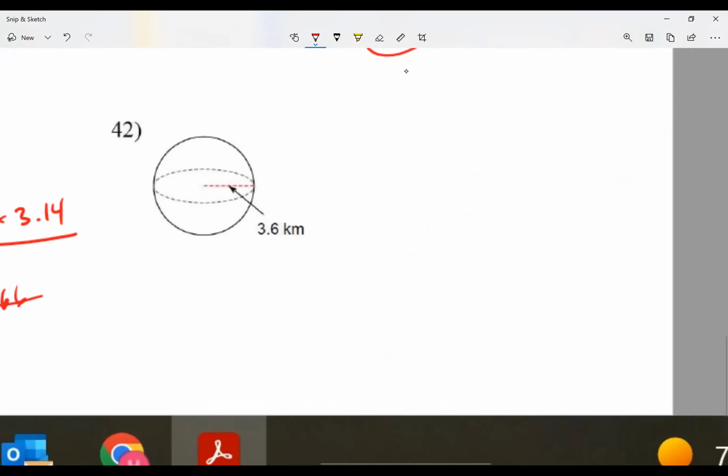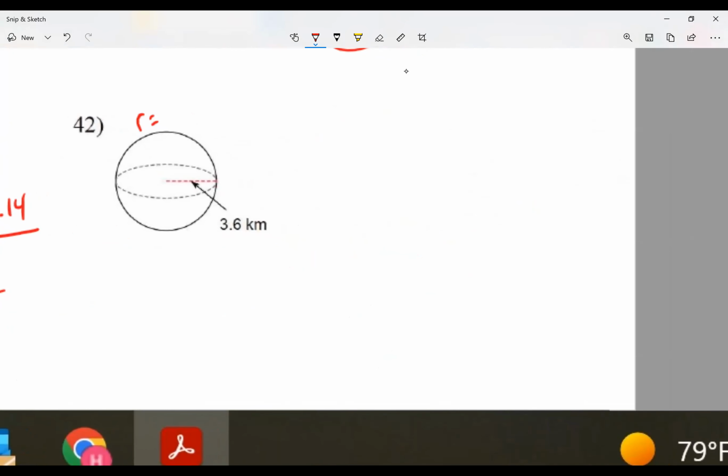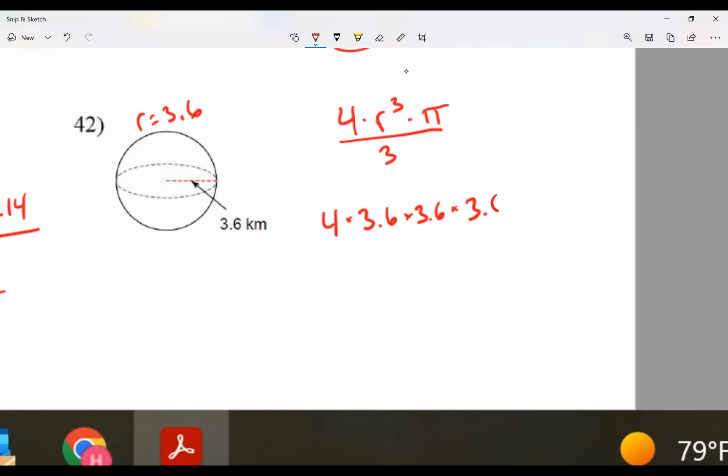Now, question 42, I give you the radius. The radius is 3.6. It's only halfway through. The formula for a sphere is 4 times the radius 3 times pi, and all of this divided by 3. So I'm just going to go 4 times the radius, which is 3.6. So I'm going to go 3.6 three times, times pi, which is 3.14, and all of this divided by 3.